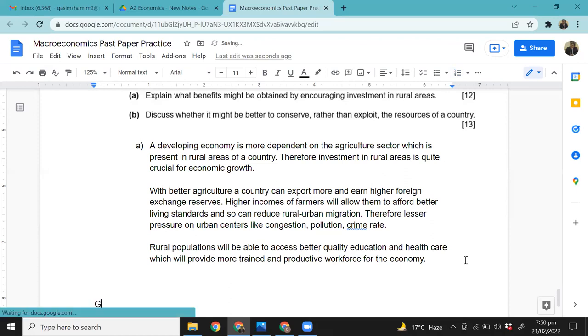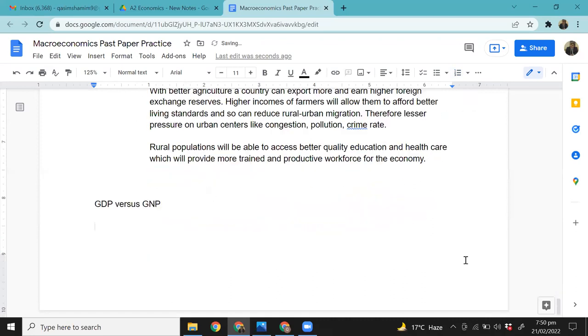So GDP versus GNP. Now think about this. The idea is very simple. Whatever is being produced within the borders of Pakistan, right? Whatever is produced in Pakistan, that is part of Pakistan's GDP, gross domestic product. Okay. Now, what is gross national product? GNP stands for gross national product.